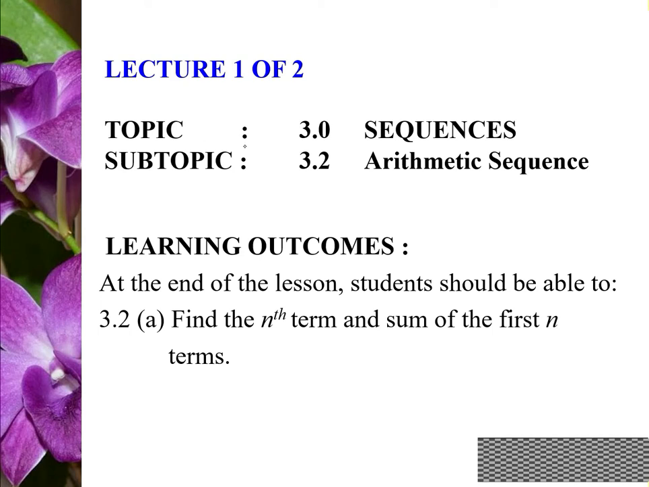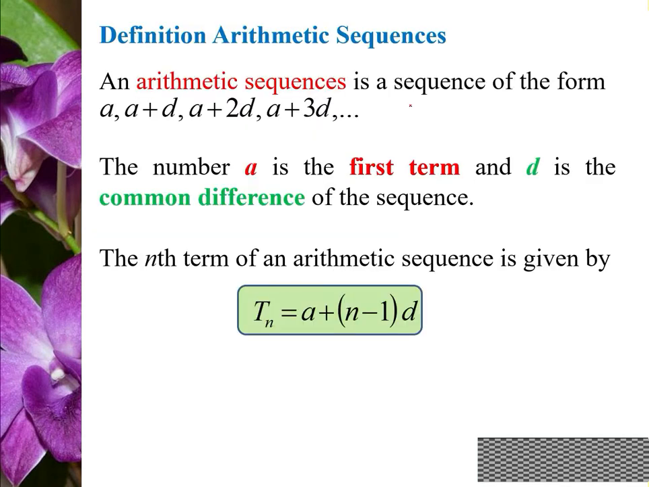In this video, we are going to learn about arithmetic sequence, how to find the nth term and the sum of the first n terms. An arithmetic sequence is in the form of a, a plus d, a plus 2d, and so on. Basically, what this means is, I'll show you an example.